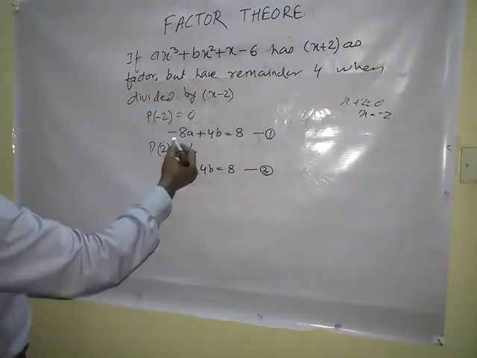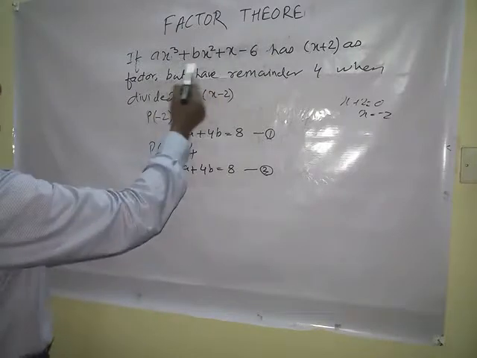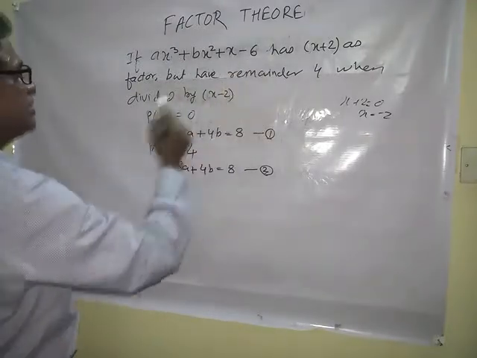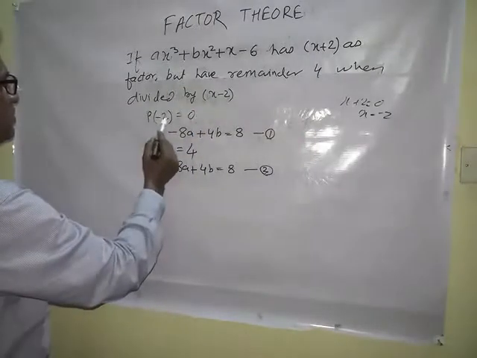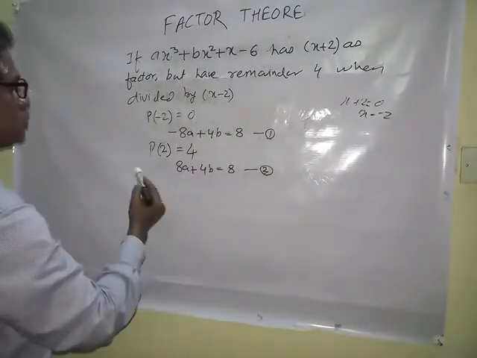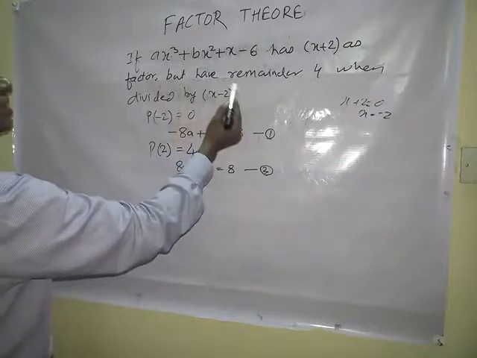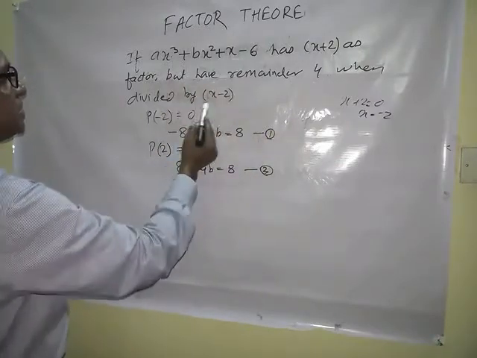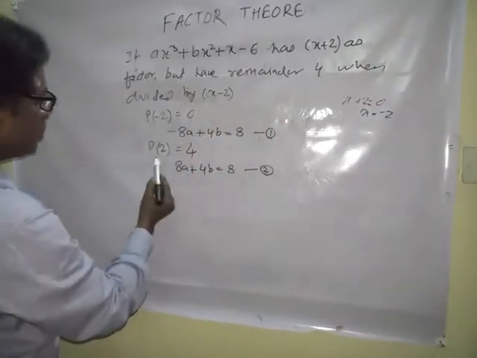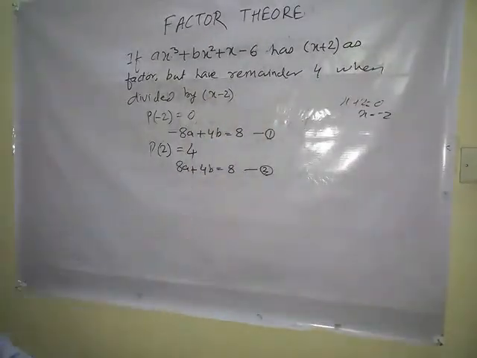But in the exam you have to write down, let p(x) is equal to this. Since x plus 2 is a factor of p(x), hence p(-2) is equal to 0, and so on. And it is given that when p(x) is divided by x minus 2, the remainder is 4, then p(2) is equal to 4. Solve it in a detailed manner, then only you will get the marks.